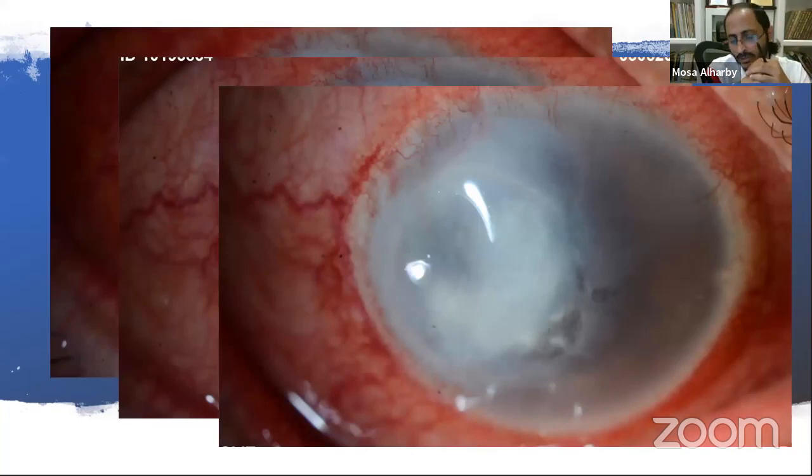Still, if I'm confused in such a case, I will treat it as microbial keratitis, and I will take my time and observe. If I'm in confusion, I will take a biopsy. Then after that, I might think of herpetic.